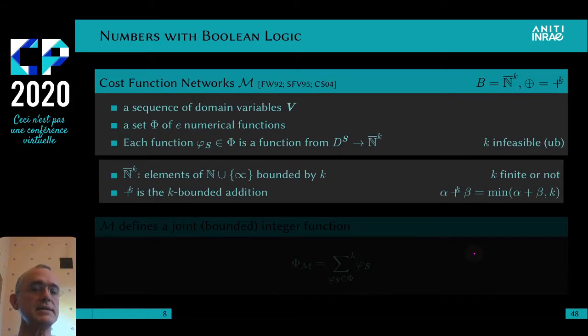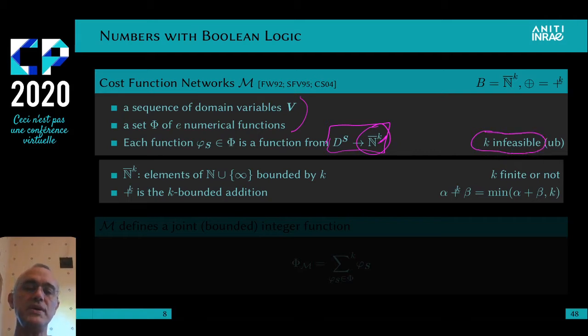Now, the last graphical model we will see in this tutorial, the one we will play with the most, I would say, cost function networks. Again, we have variables and functions, numerical functions again, but this time they will be non-negative integers, and this strange notation is just here to denote the set of integers bounded by k, which should be given, and k can be finite or infinite. It can be infinity, but it just denotes the infeasible assignment here.